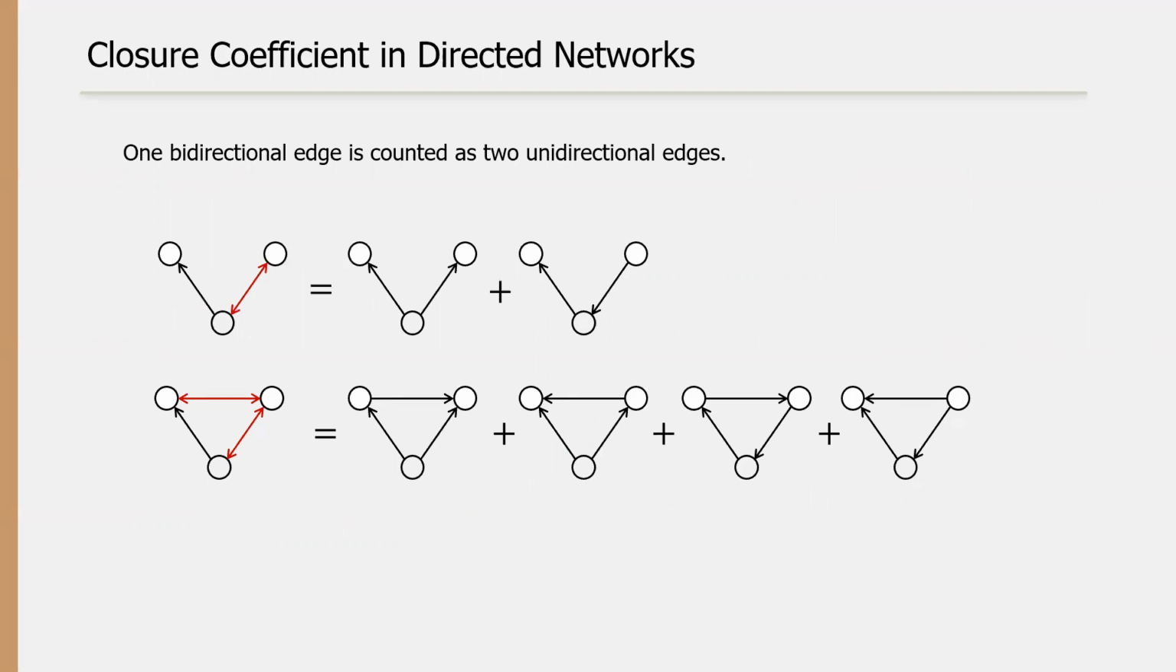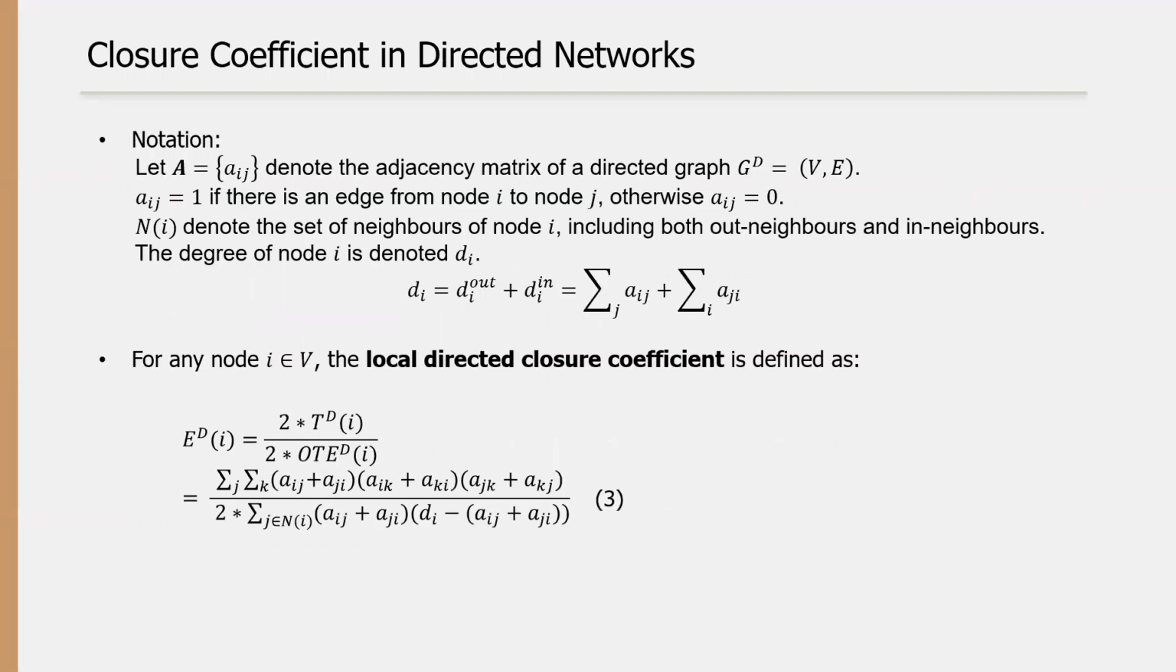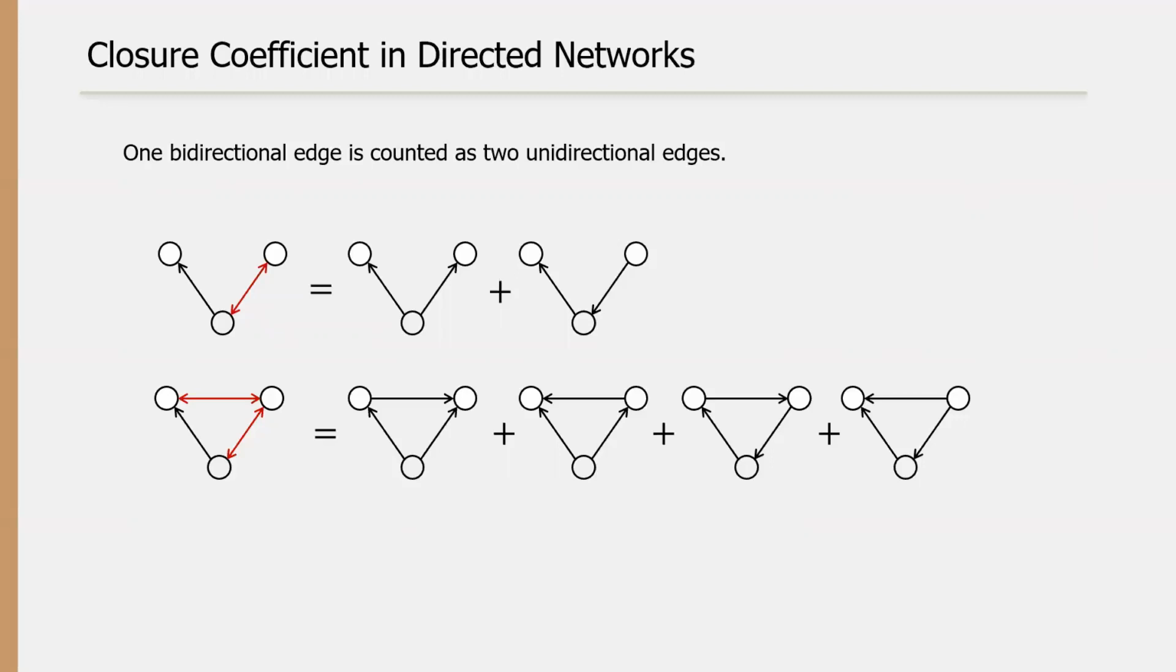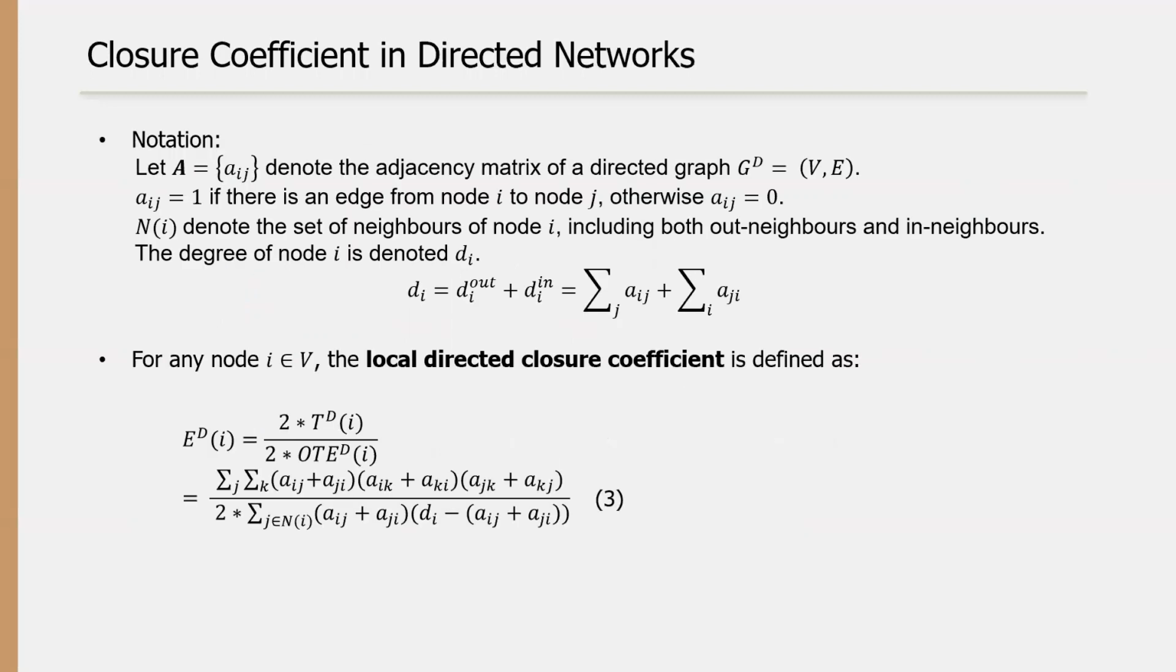So first, we take direction into consideration. An edge can have one direction or 2 directions on it. We view a bidirectional edge as 2 unidirectional edges here. So an open triad with 1 bidirectional edge is counted as 2 open triads with unidirectional edges, similar for directed triangles. Now let's look at the formal definition of the local directed closure coefficient.